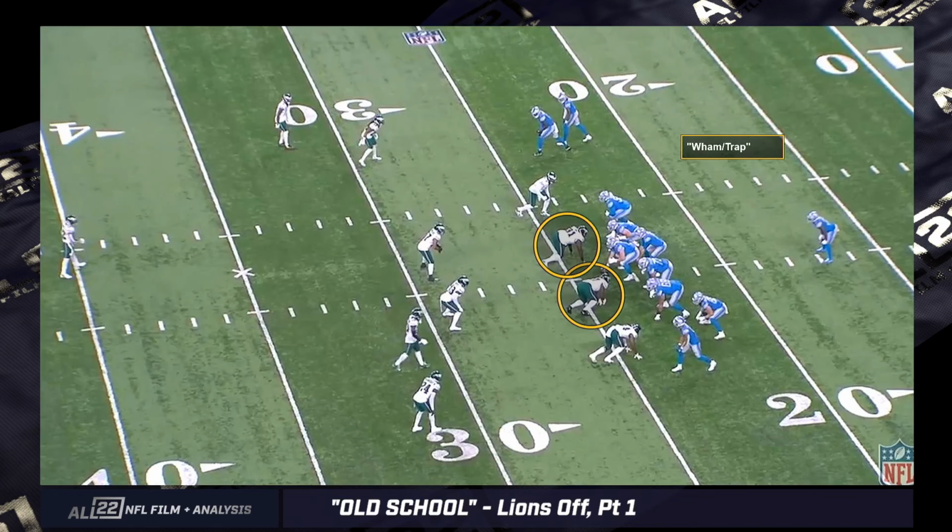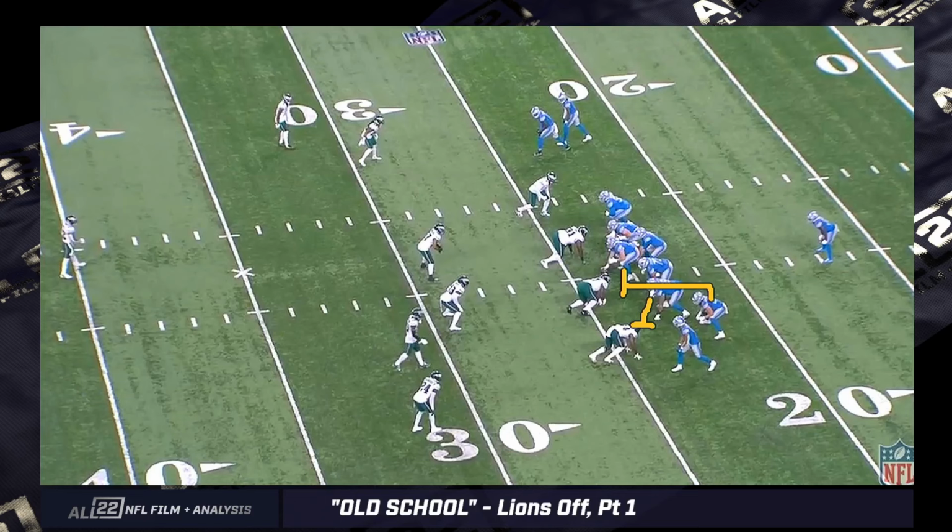Wham trap. They're actually going to leave both D tackles unblocked off the snap. And then to this downside, the concept you're getting is basically a Jill concept, but that's a topic for another video. Jill means someone to the outside of the tackle inserts into what is normally the B gap and blocks a second level defender.